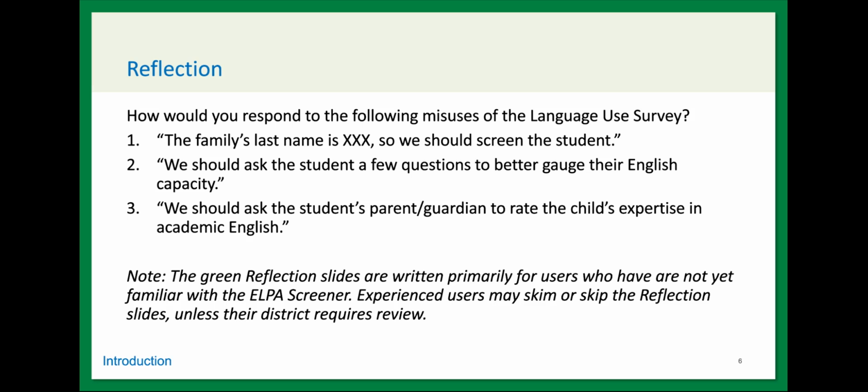Number 1, we do not screen based on last name, appearance, or suspected ethnic category. All of these, and factors like them, are potential civil rights violations. We screen solely on information directly concerning the student's experience with English.